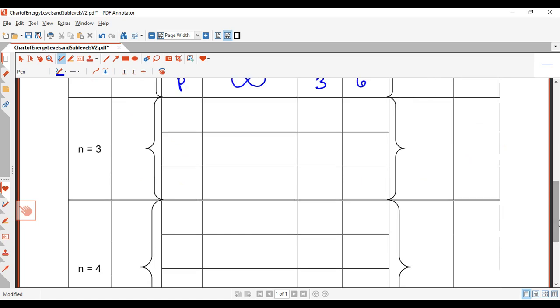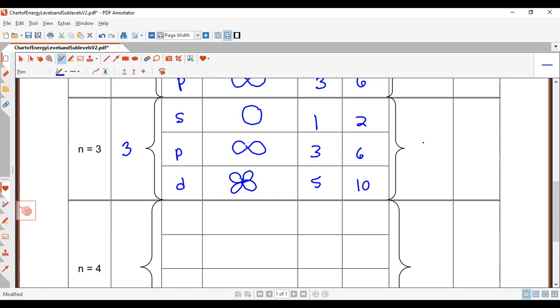If we go to the third energy level, since n is equal to 3, there's 3 possible values for L. So we have S, P, and D. So we have a sphere, a dumbbell, and a double dumbbell. So we have 1, 3, and 5. Notice we go up by 2 each time. And we have 2, 6, and 10. There's 9 orbitals in the third energy level holding 18 electrons.